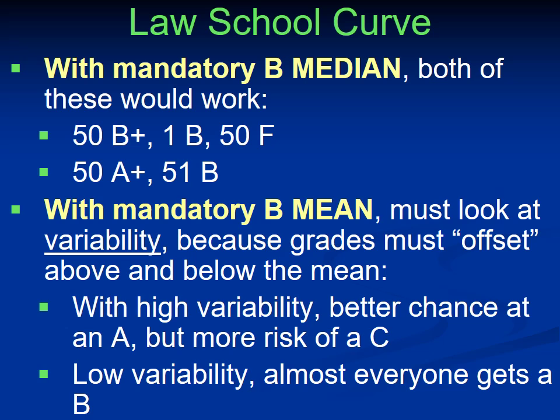So what does that mean for students in a class with a mandatory B mean? Well, if you have a high variability in your class, you might have a better chance at getting an A grade, but also more of a risk of getting a C grade. Why is that? Because each one of those A grades has to be balanced by a C on the other side of that B mean. On the other hand, if you have a class with low variability, almost everybody there is going to get a B. You're not going to have as many A's, of course, but also not as many C's. So for myself, I really prefer a median option because I don't want to have to worry about balancing out every A with a C.